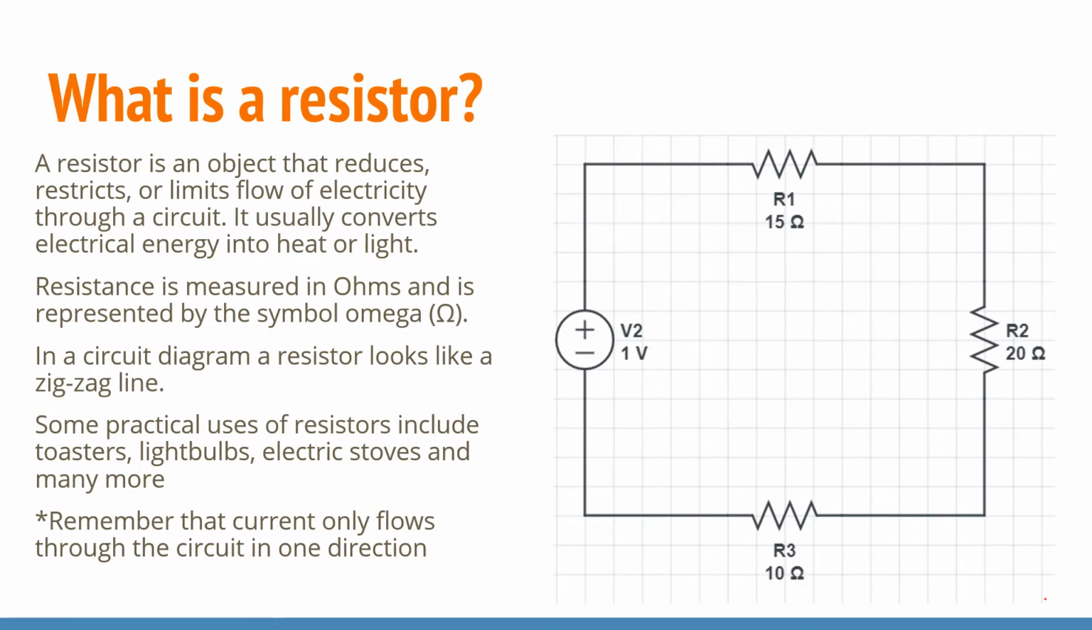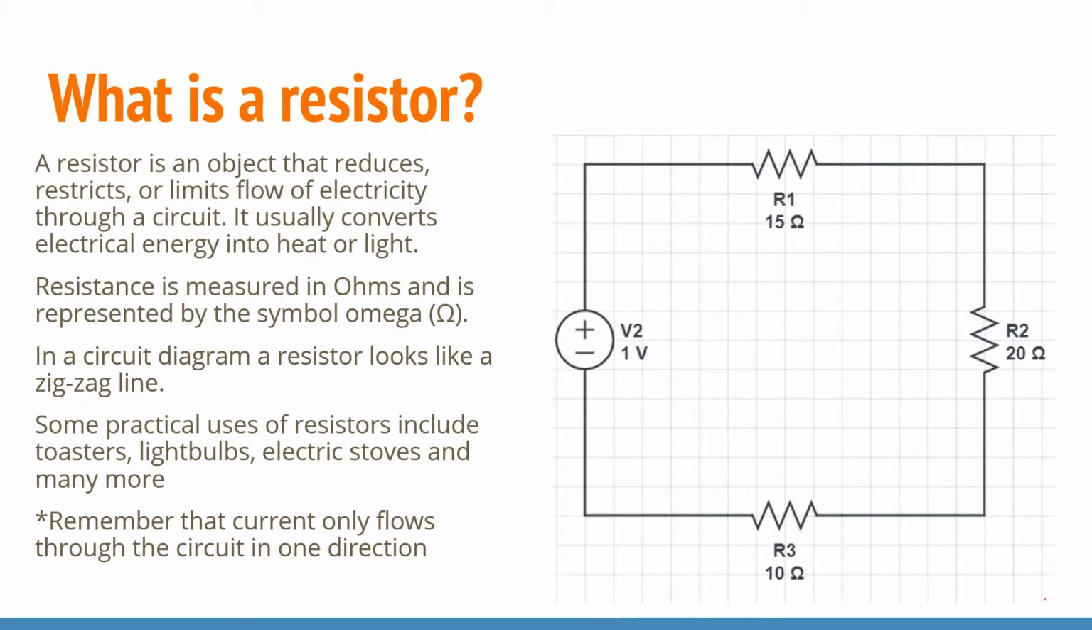Okay, before we talk about resistors in parallel and in series, I think it would be important to discuss what a resistor is. Resistors are objects that reduce or restrict the flow of current through a circuit. Usually they convert electrical energy into some other type of energy, such as heat or light. The resistance is measured in ohms and represented by the symbol omega, and in a circuit diagram, a resistor looks like a zigzag line like this one seen here.